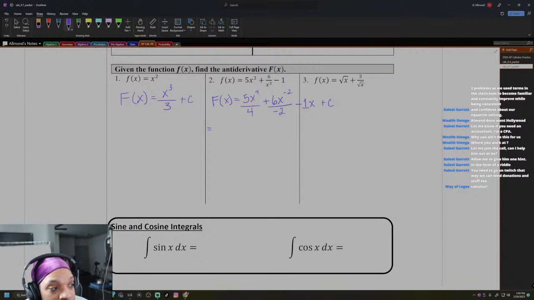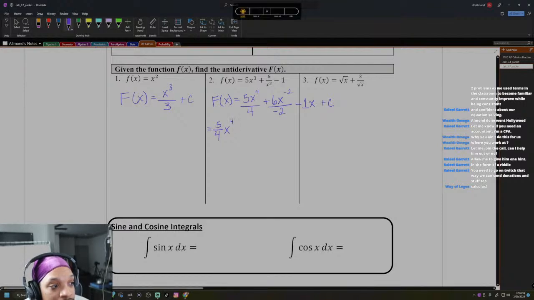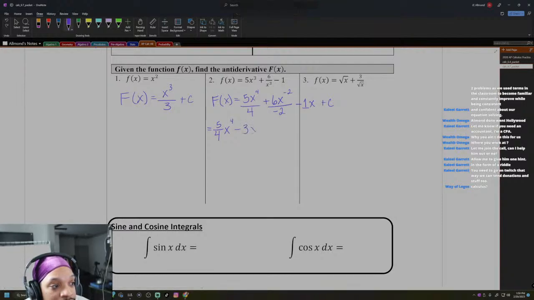But we're going to simplify it. We'll say 5/4 x to the 4th minus 3x to the negative 2 minus x plus c.